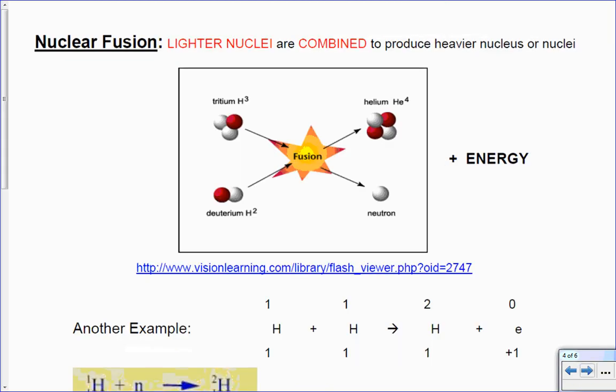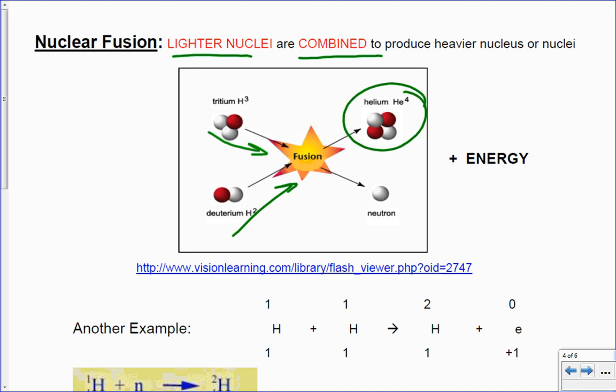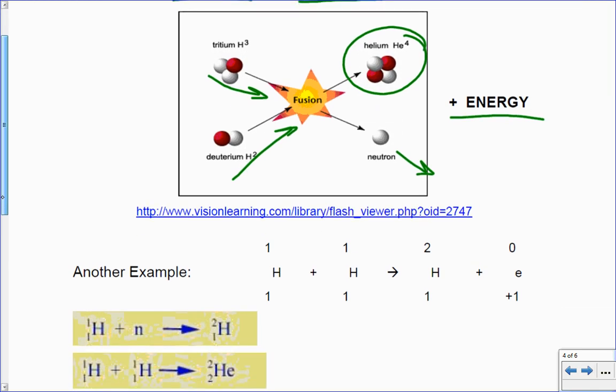Okay, nuclear fusion, let me take lighter nuclei and combine them together to produce something heavier. Okay, so in here the deuterium H2 and a tritium H3 come together, produces a helium and a neutron. Okay, I'm going to fuse those two things together, and there is a byproduct, and then there's some energy. This is what's going on in the sun, by the way. This is how the sun gets to where it's at.